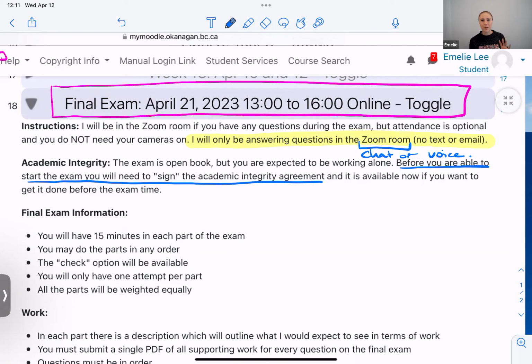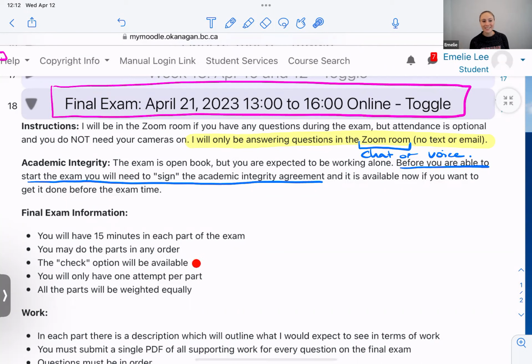There are 9 parts to the final exam. Each part is a 15-minute timed quiz, essentially. You're allowed to do the parts in any order. So if you feel very strong in chapter 5, for example, then you'll see that there's a part for chapter 5, and you can go and get those done and just kind of feel good about it.